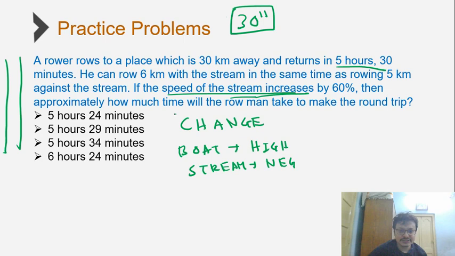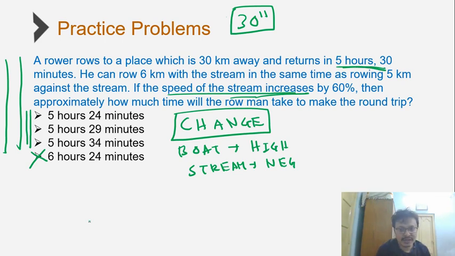So the first thing is the change that will be happening would be negligible, which means the option can be any one of A, B and C. The answer can never be option D. It has to be something which is very close to 5.5 hours. But the challenge here is the speed of the stream is increasing. What is the time taken?